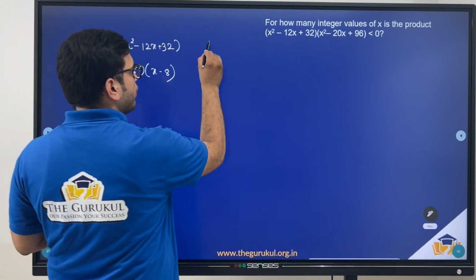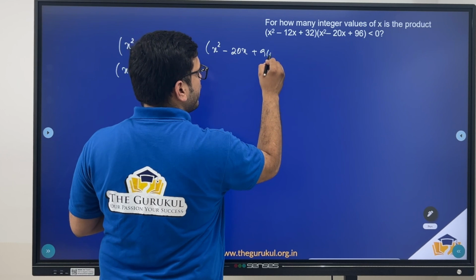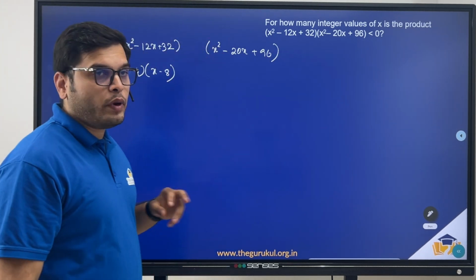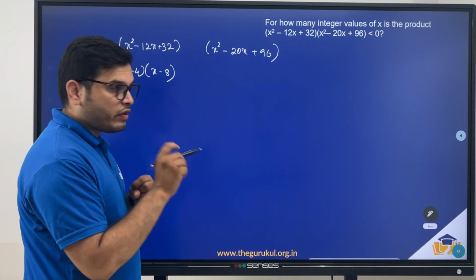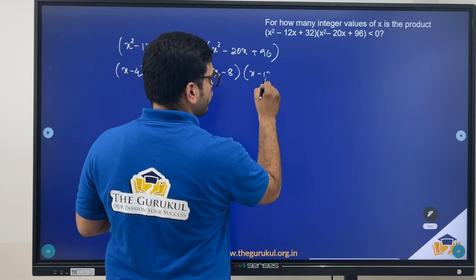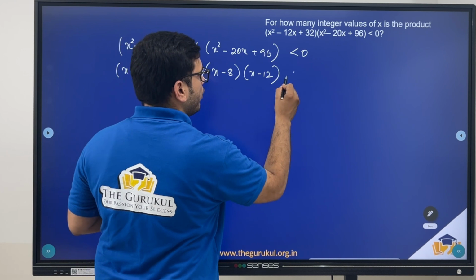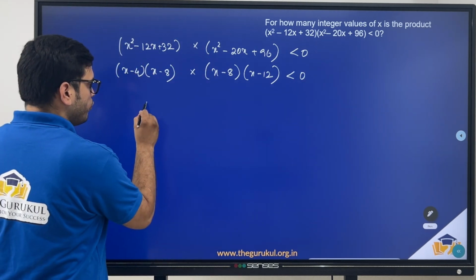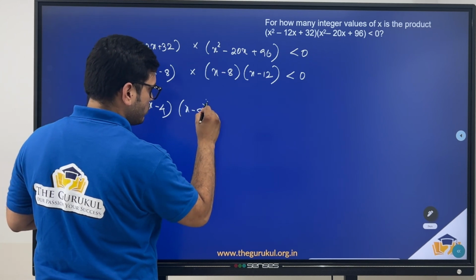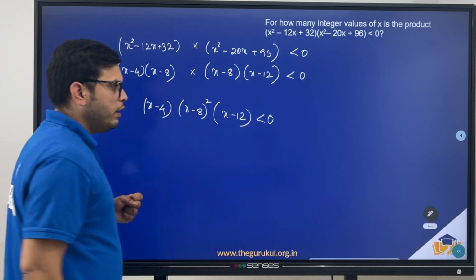Now similarly, let's factorize x square minus 20x plus 96. The product of two numbers has to be 96 and the sum minus 20. Minus 12 and minus 8. So this would be x minus 8 into x minus 12. Right. Now the product should be less than 0. So this should be x minus 4 into x minus 8 whole square into x minus 12. Now this should be less than 0.